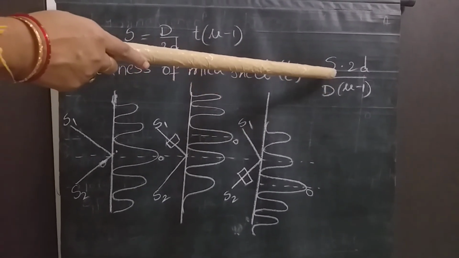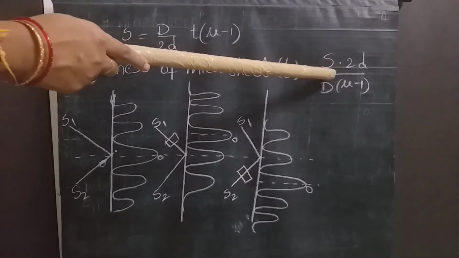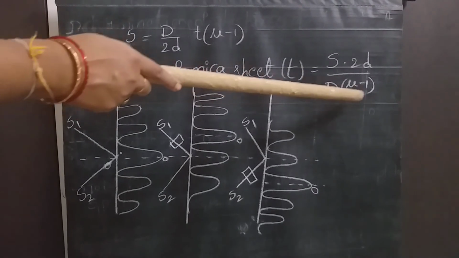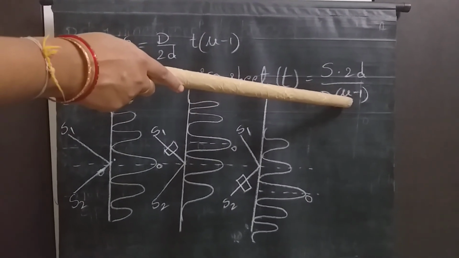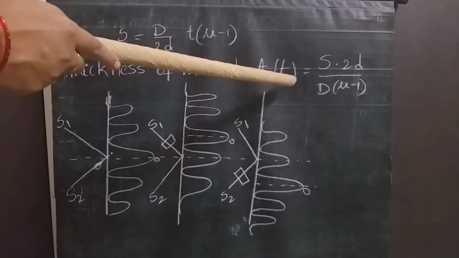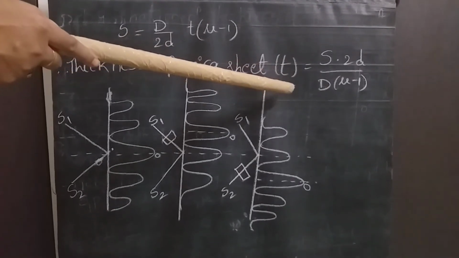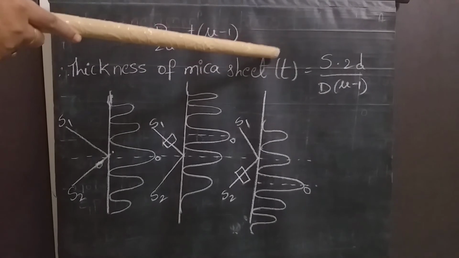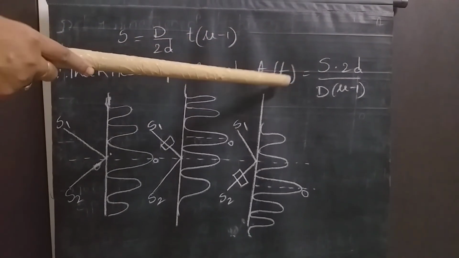In this way we can find the value of S, along with 2d and D from the experiment, and by taking the direct value of the refractive index of mica sheet we can finally find the very small thickness of the mica sheet.